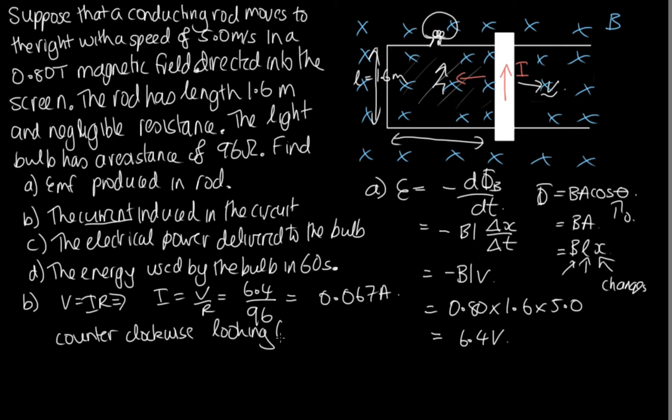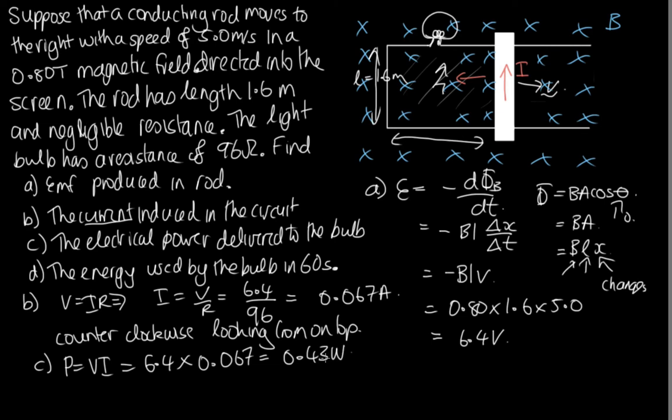Now part C, we need to get the electrical power delivered to the bulb. Well, P is equal to VI. That was from the first streetlight topic. And so the voltage is 6.4 volts and the current is 0.067, and so this gives us 0.43 watts.